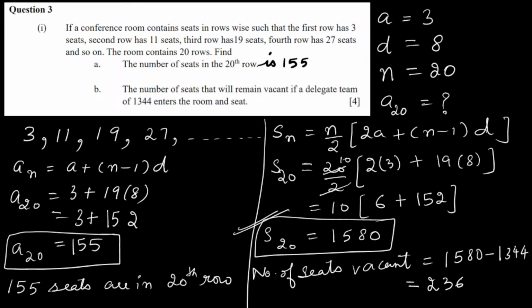Okay, so this question was not very difficult. You just have to understand the language, so you'll be able to do it. The sequence was already given to us. In the first part, we had to find A20, how many seats are there in the 20th row. And in the second one, we had to find the number of seats which will remain vacant. So that will be S20 minus this number of people. So I hope it's clear to you.